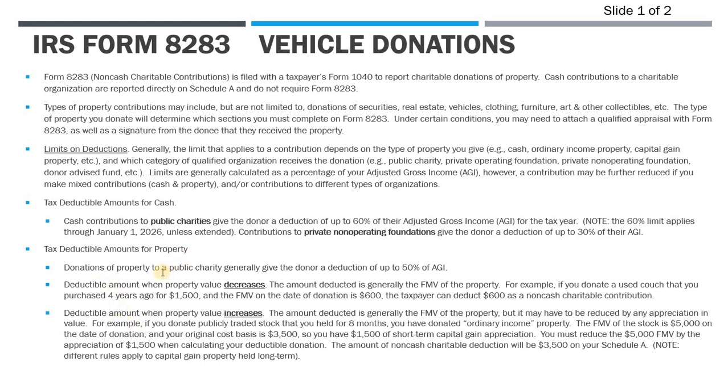Now, what do we do when we have property? Donations of property give the donor a deduction up to 50% of your AGI. So this was not increased under the Tax Cuts and Jobs Act. It remained the 50% amount.